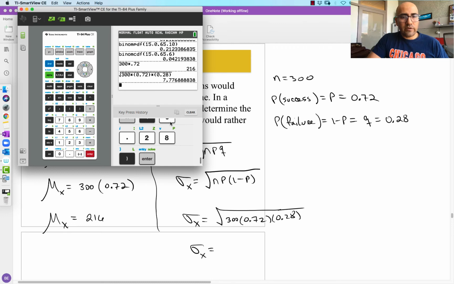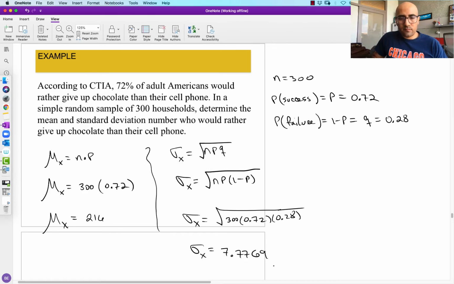7.7769, right? Going out to 4 significant values. 7769. Good. Very easy to find, right? Way easier than those complicated formulas from 6.1.